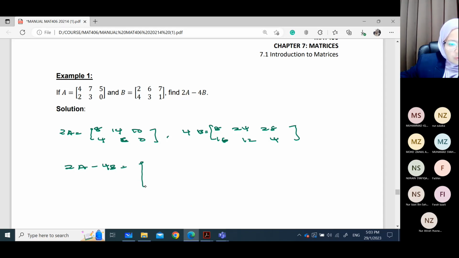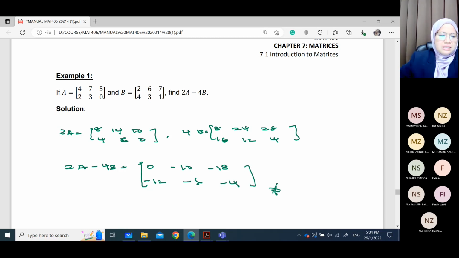It is equivalent with 8 minus 8, we have 0. Then 14 minus 24, we have a negative 10. 10 minus 28, we have negative 18. Okay, for second row, 4 minus 16, we have a negative 12. 6 minus 12, we have negative 6. 0 minus 4, we have negative 4. Okay, so this is the answer.